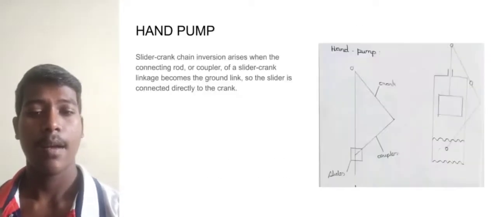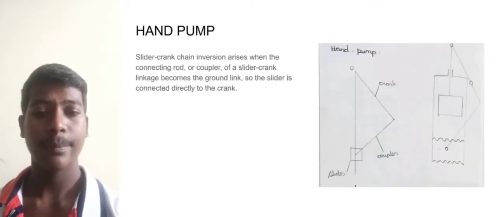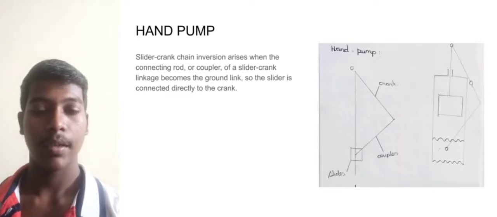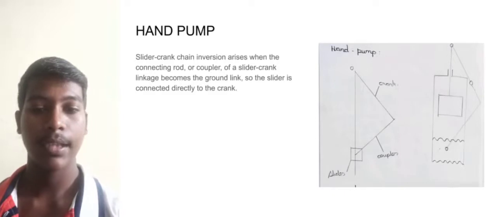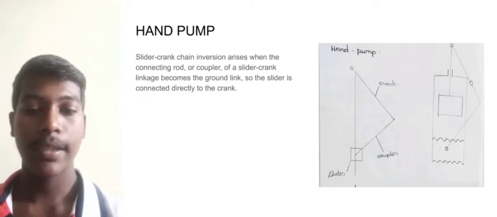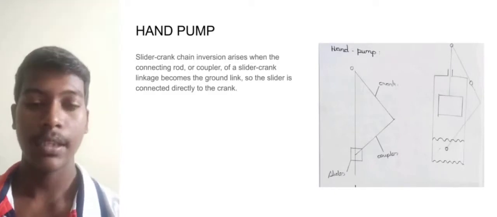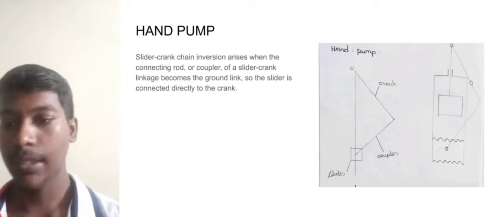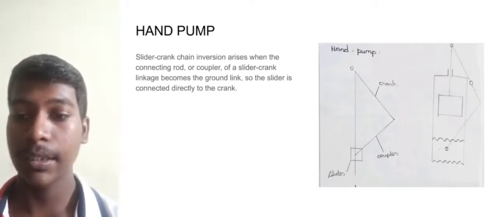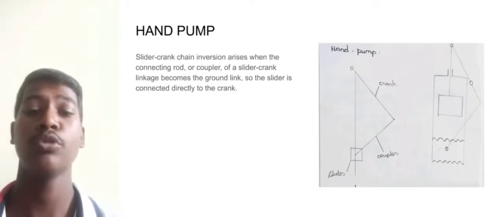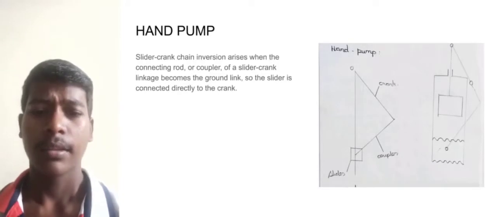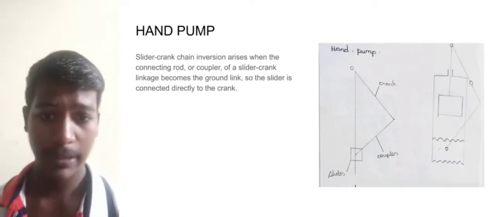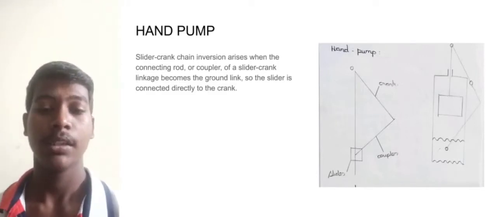Next, hand pump. The links are here. Link one is the crank, link two is the coupler, and link three is the slider. The purpose is, when the lever is pressed, it prevents the crank from moving in the upward direction, which is used to lift the water. It is known as a hand pump.